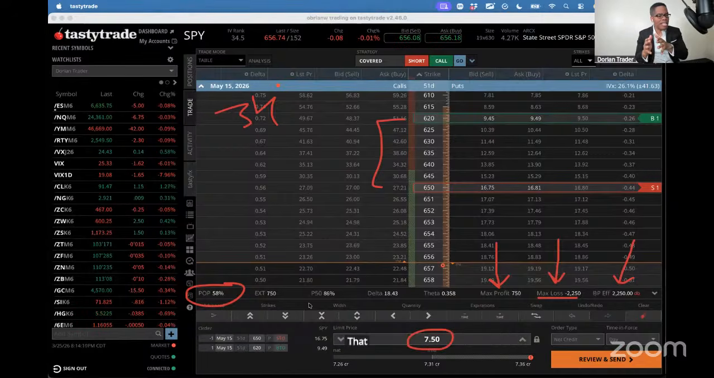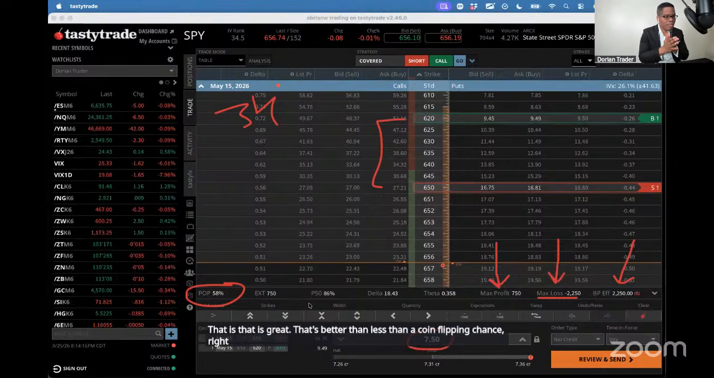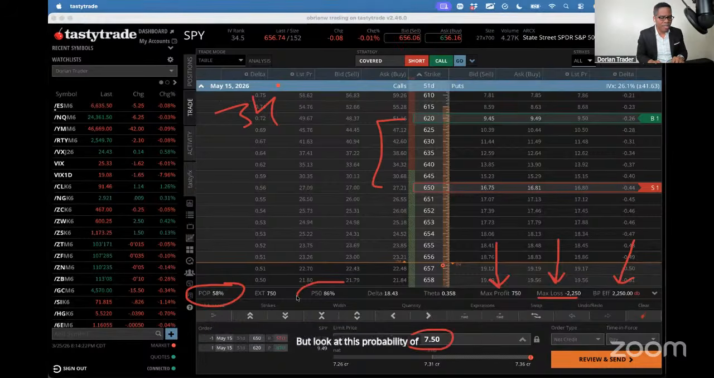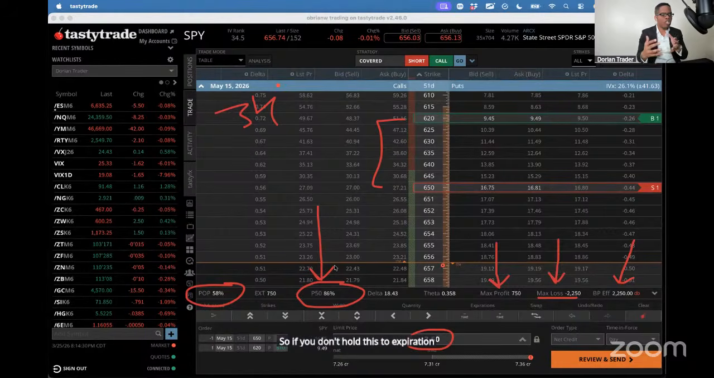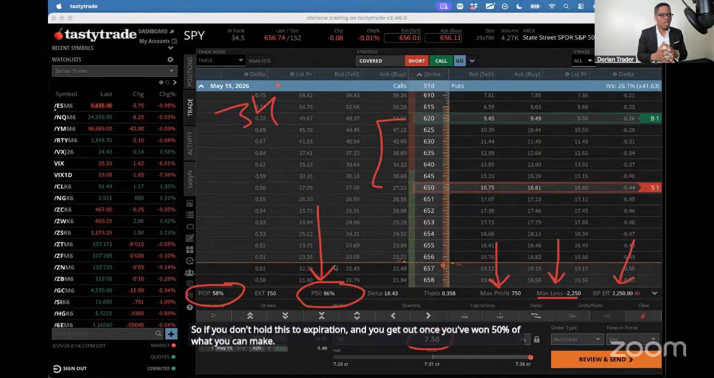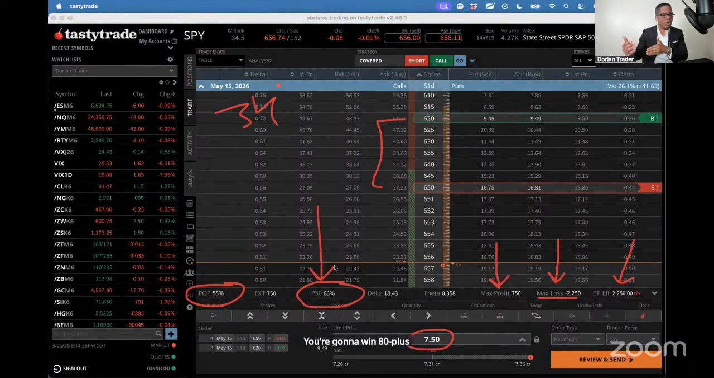That is great. That's better than a coin flip chance, right? It's better than anything less than 58%. But look at this probability of making 50% at expiration. That jumps all the way up to 86%. So if you don't hold this to expiration and you get out once you've won 50% of what you can make, you're going to win 80 plus percent of the time on that trade. It's understanding the dynamics of option probabilities, understanding what you need to know to be able to make money consistently.